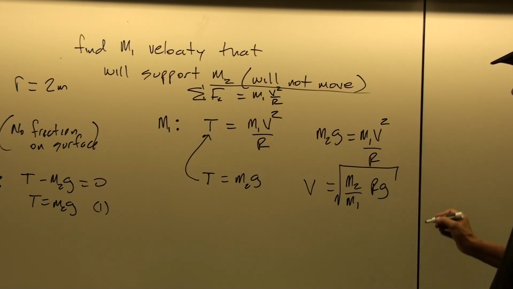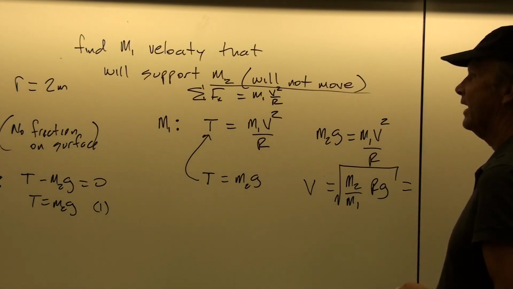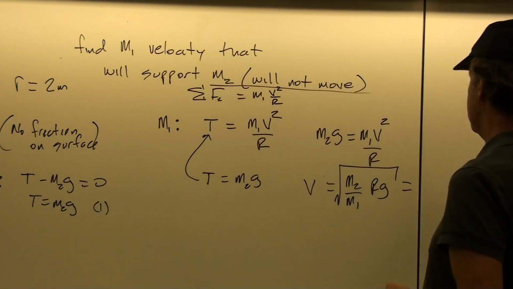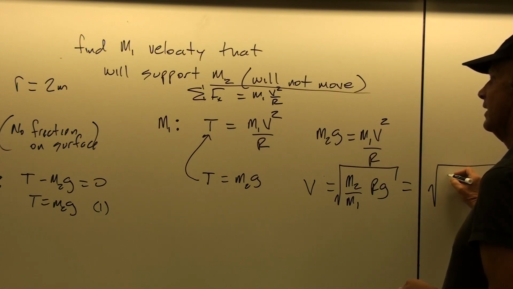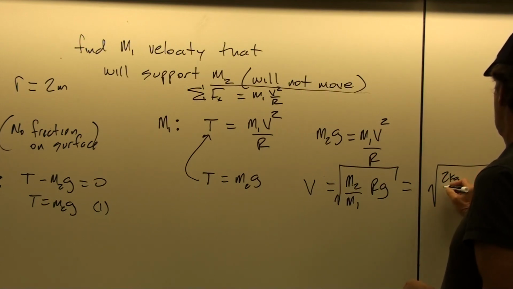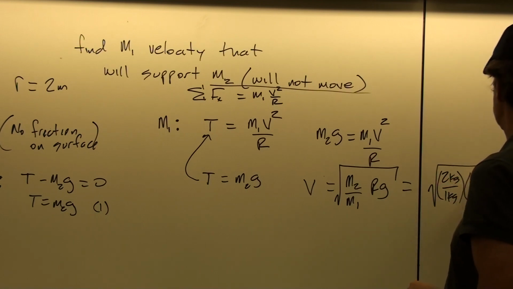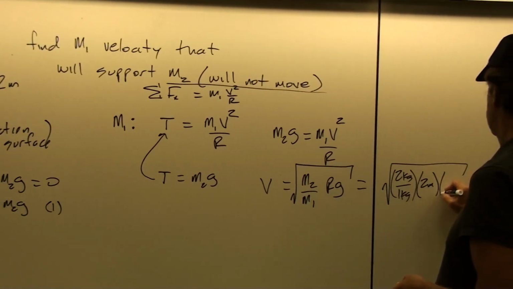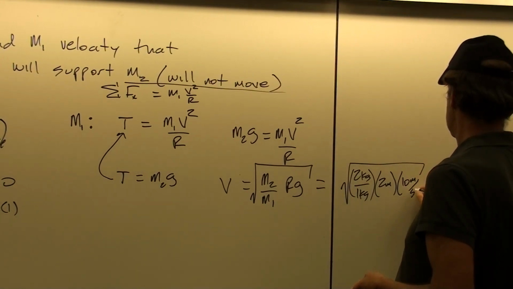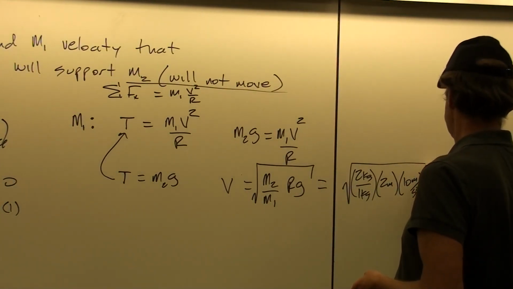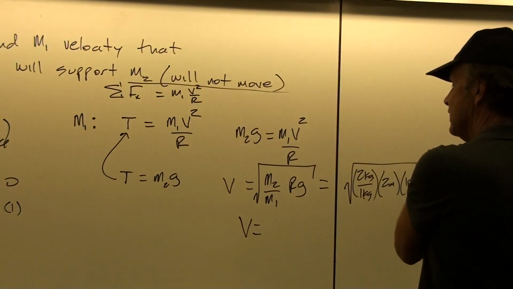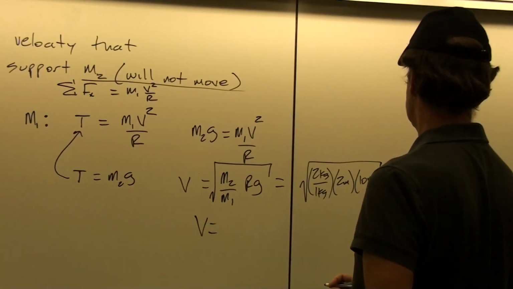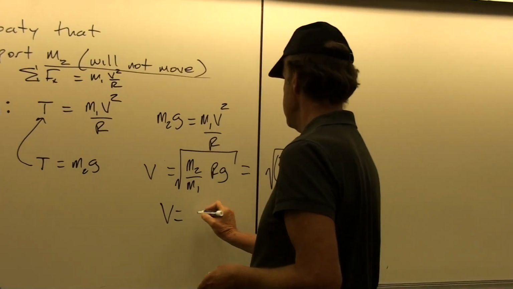So now we're ready to plug in some numbers. And remember, R was 2 meters, and so we can write this as the square root of 2 kilograms over 1 kilogram times R, which is 2 meters, times G, which is 10 meters per second squared. And that gives us the velocity that's equal to root 40.